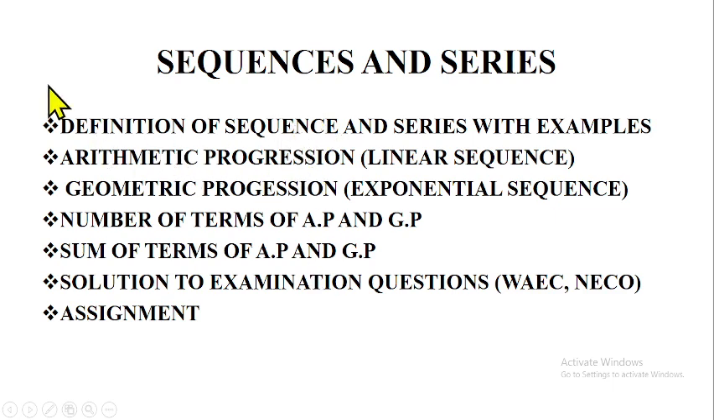The first thing we are going to be talking about is to define what sequence and series are, and we are going to give different examples of sequence and series. We are going to be talking about not all the sequences and series, but two categories: arithmetic progression, which is also called linear sequence, and geometric progression, which is also called exponential sequence. We're going to discuss the number of terms of arithmetic progression and geometric progression.